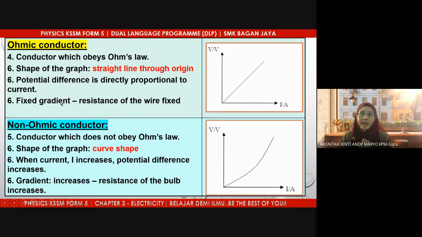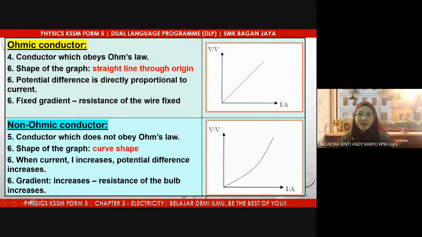When the gradient is fixed, it means the resistance is fixed. Gradient constant, resistance is constant. And for this one, gradient increases, so it means the resistance in the bulb, or the resistance in the conductor, increases. Gradient increases with positive conductivity. You just write gradient increases.